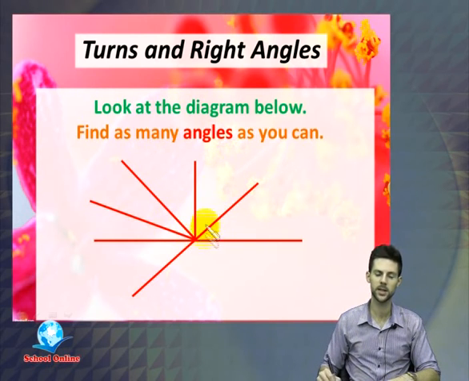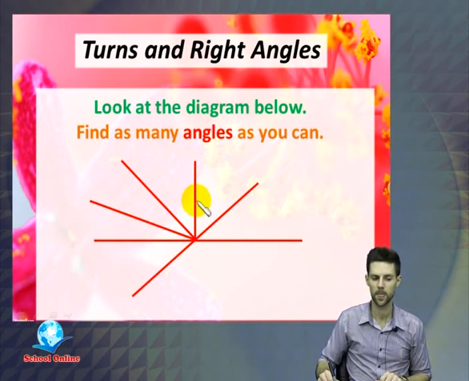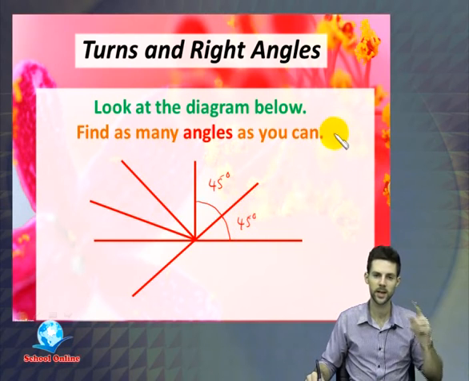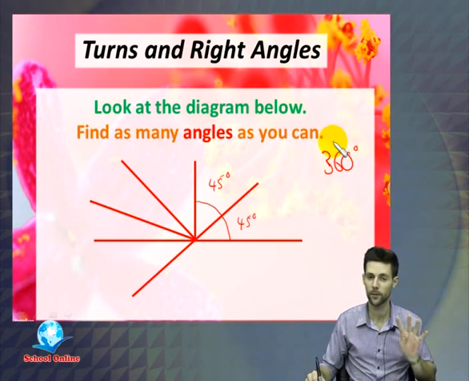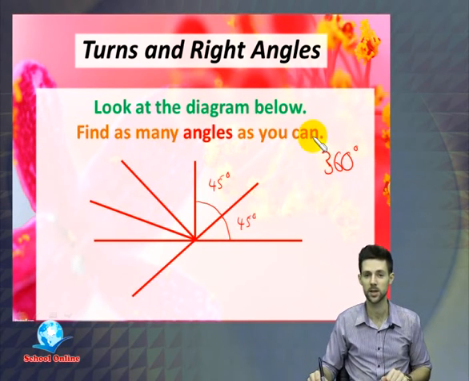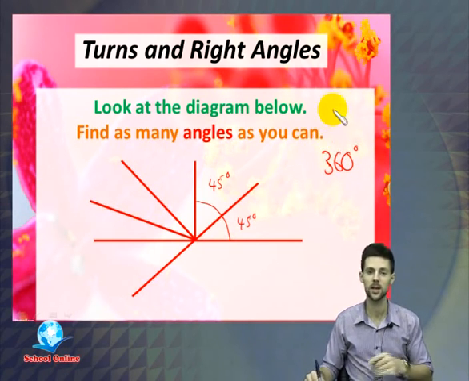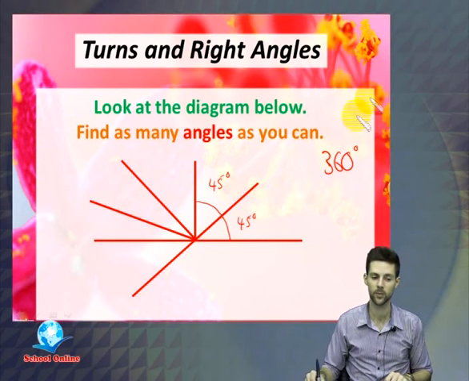As we've gone through one complete turn, we can estimate the size of each angle. So let's have a think. If we say this is 45 degrees, and this angle is 45 degrees, we want to create a total turn of 360 degrees. Do you remember there are 4 right angles in a complete turn? 4 times 90 equals 360. So what else do you think?